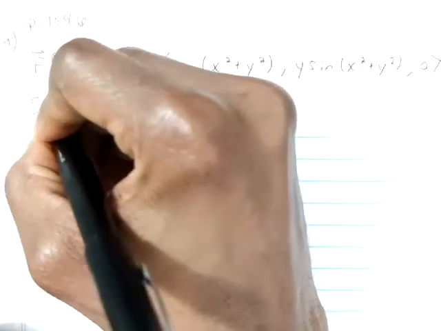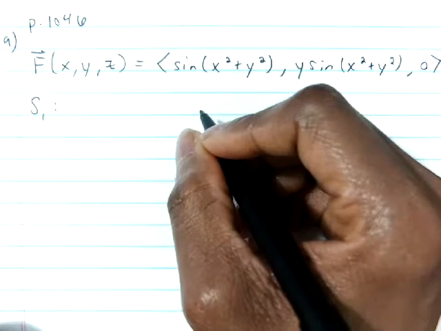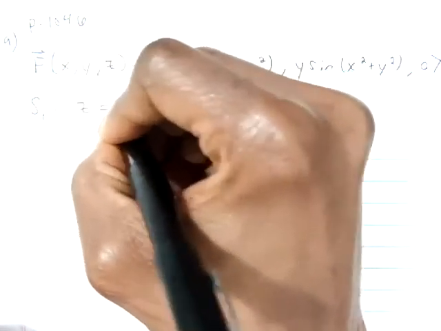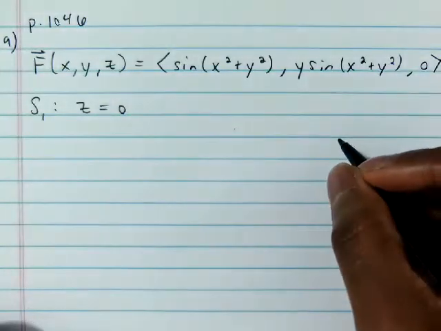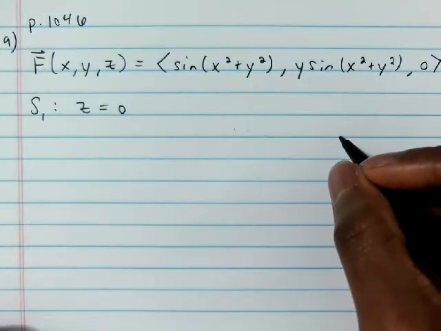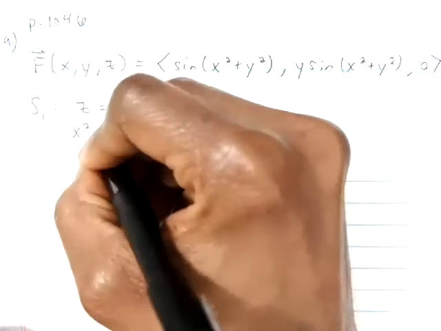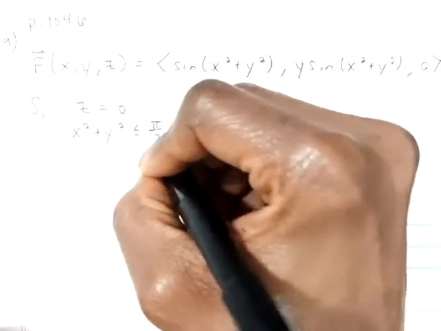All right, so let's say S1, and let's deal with the easiest surfaces first. So the planes, which are z equals 0, and that is inside of the cylinder. So x squared plus y squared is less than or equal to pi over 2.